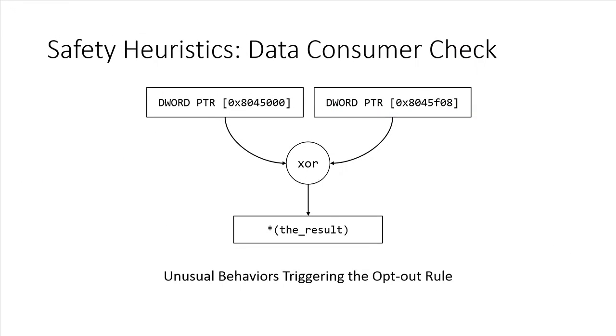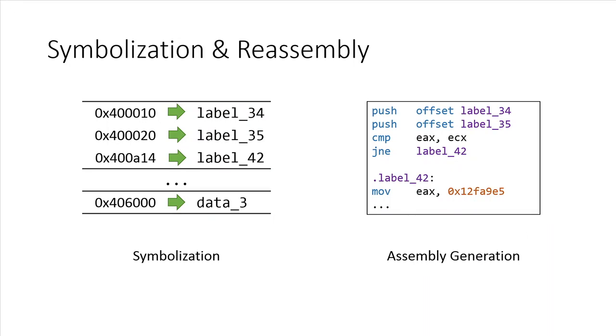We also implemented some safety heuristics that perform a data consumer check. That handles issues like pointer decryption and encryption, where you have a piece of data that exhibits features of both pointers and non-pointers. For example, you can take two pointers, XOR them together, come up with a new pointer, and dereference it. In these cases, we believe there is no generic way to handle them. Ramblr simply gives up. After that, the symbolization and the reassembly come pretty naturally, and you can read our paper or take a look at our code to see what we do exactly there.